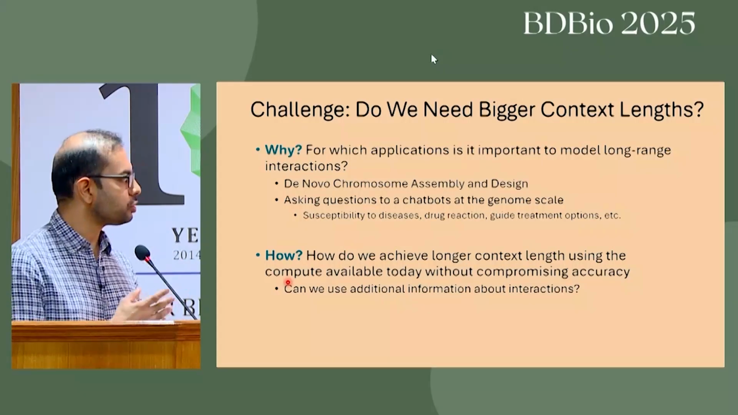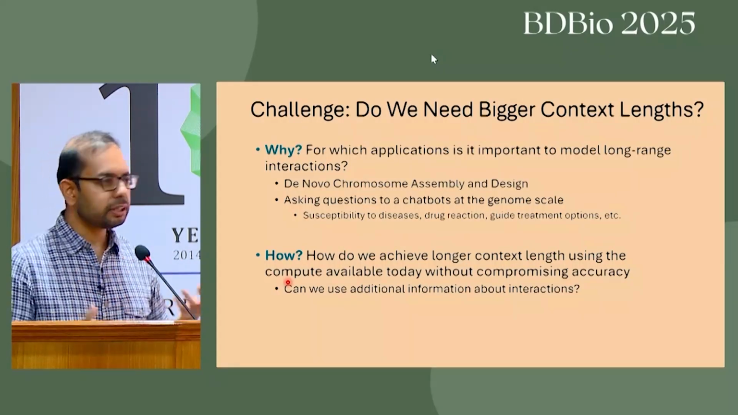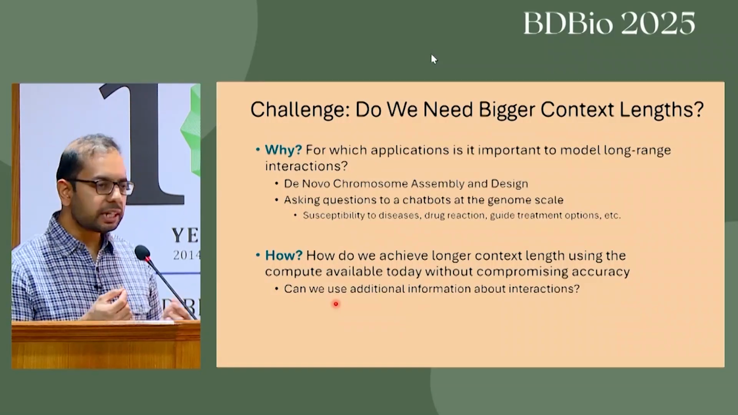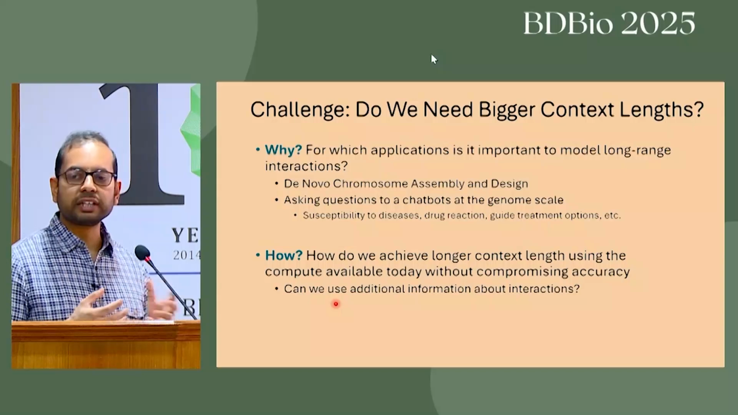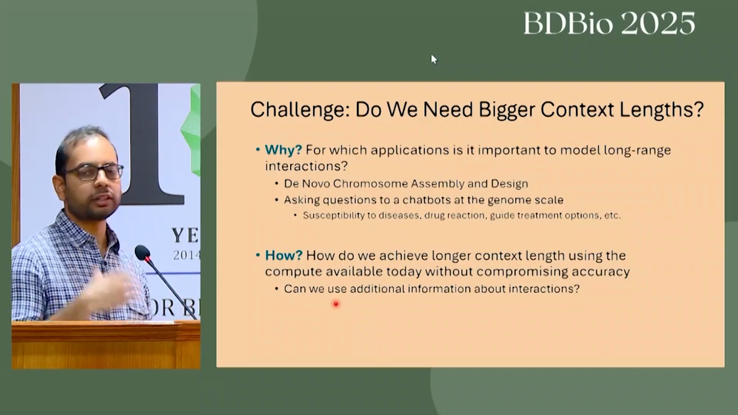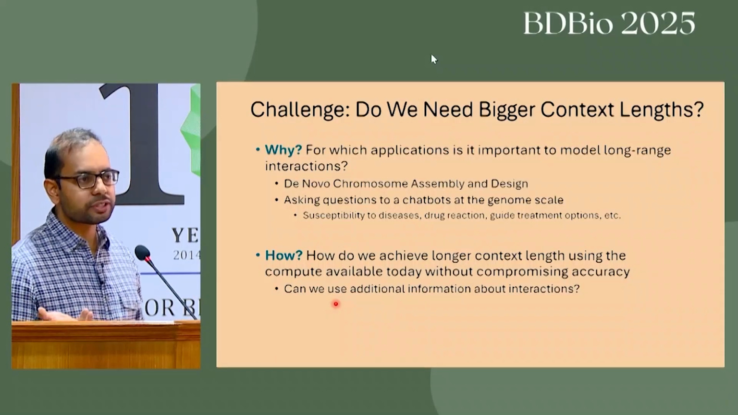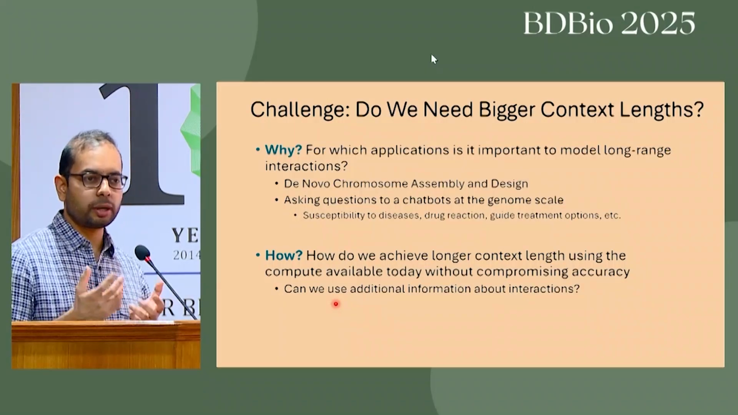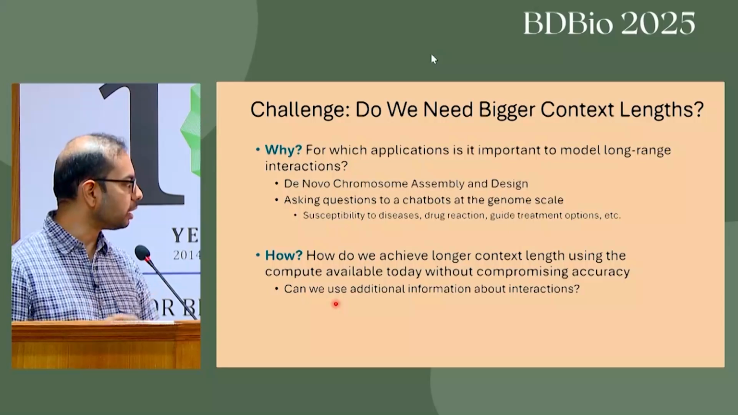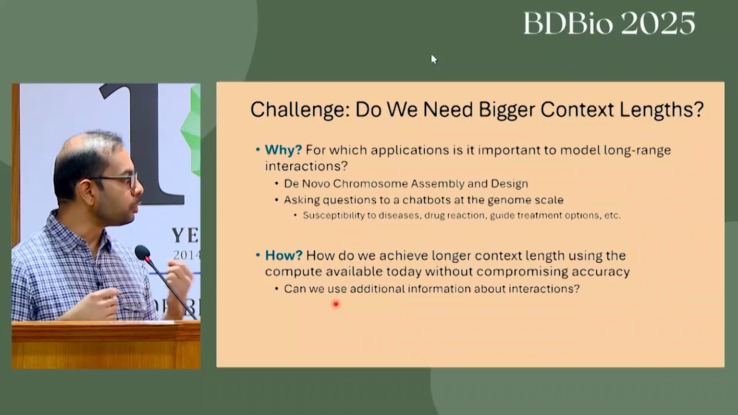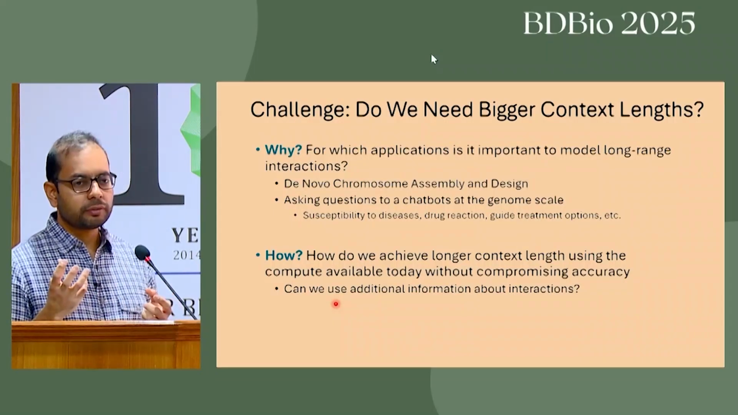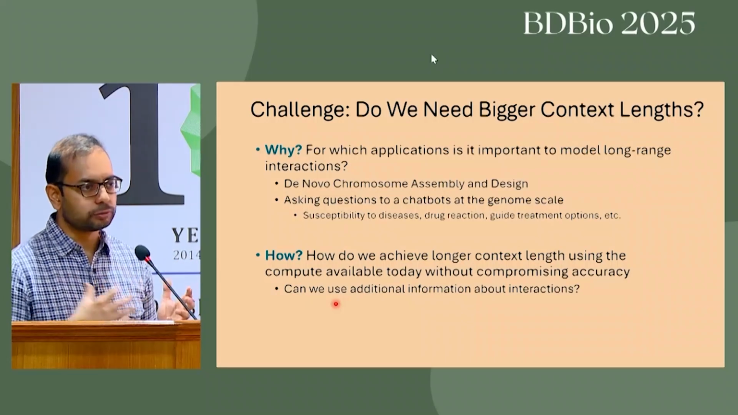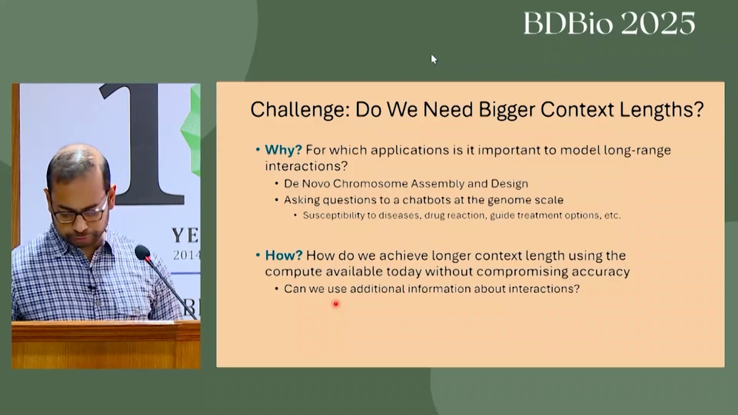We already saw multiple approaches, but maybe something that is missing is, can we use additional information we already know about interactions in the biology domain? Maybe they are not there in the natural language domain, but in the biology domain, maybe we know more about how the DNA elements interact with each other, and maybe we can use those to figure out what portions of the DNA we need to attend to.